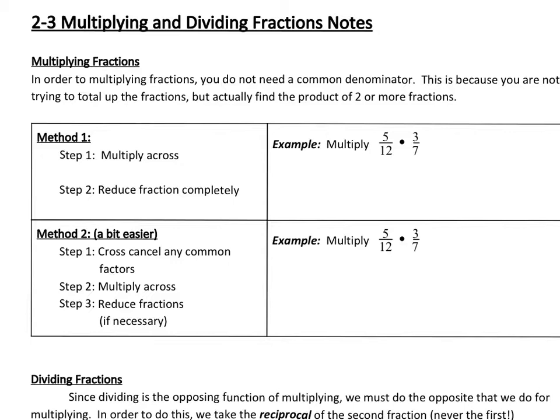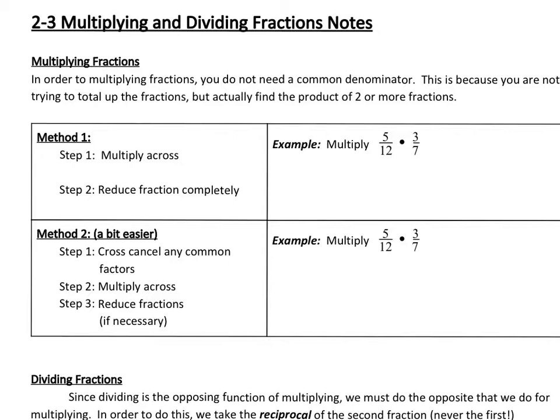So, unlike adding and subtracting, in order to multiply fractions, you don't need a common denominator. You're not trying to add things together. You're just trying to multiply partials times partial, okay? You're just trying to find the product of two or more fractions. And there's a couple methods that you can use to do that.